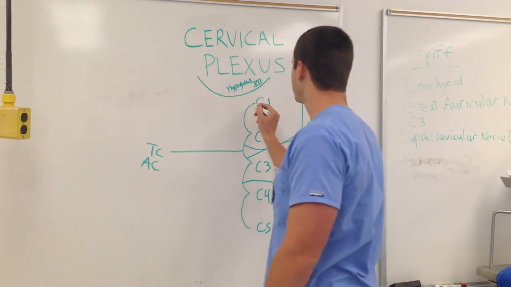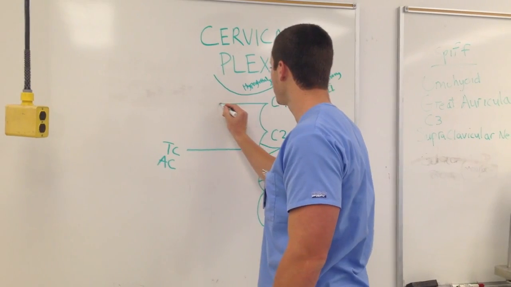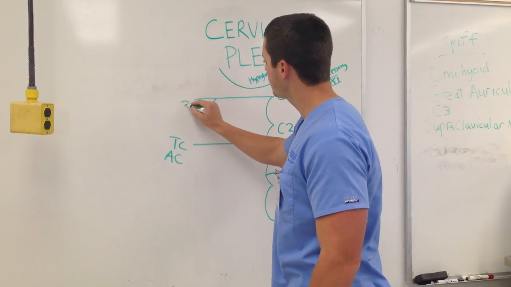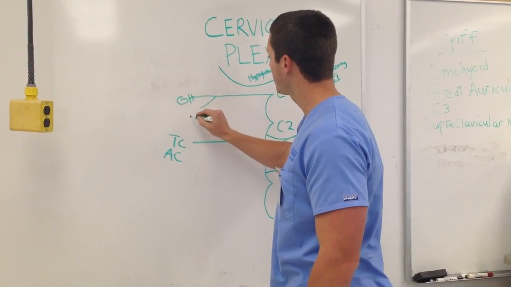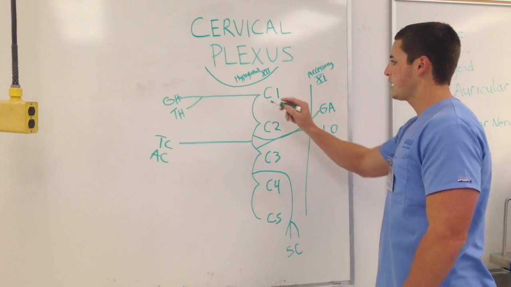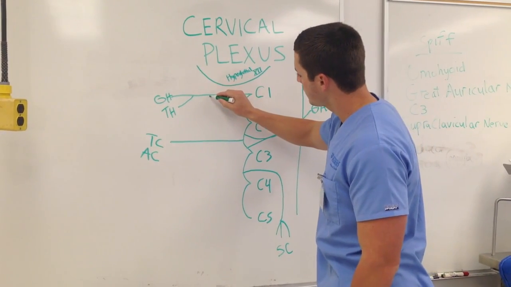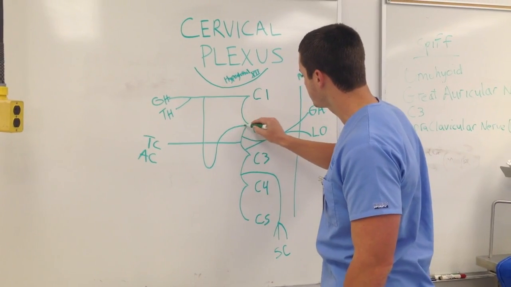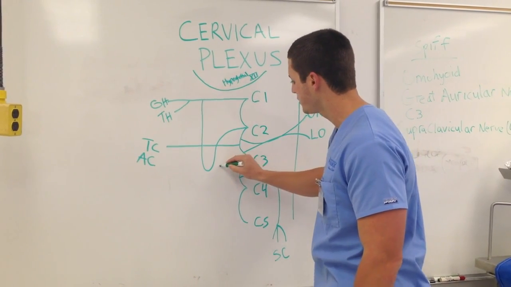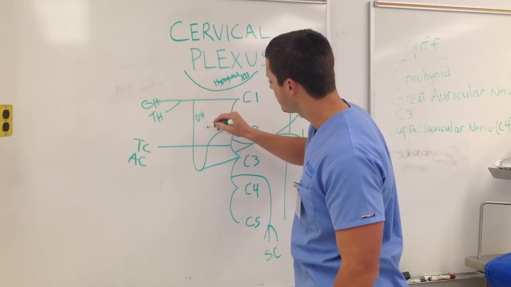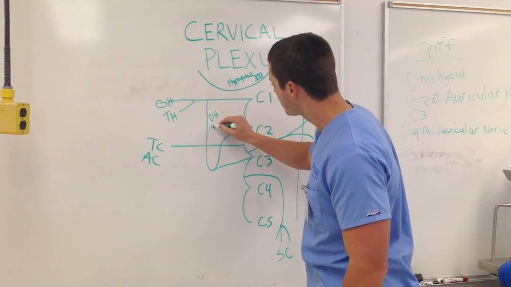Let's go ahead and draw our first muscular nerve. So C1 gives rise to two nerves. We have the geniohyoid and thyrohyoid. Next, we're going to go ahead and make our descending hypoglossal nerve here, going back up to C2, also innervated by C3. So this is our descending hypoglossal nerve, also known as the superior root.